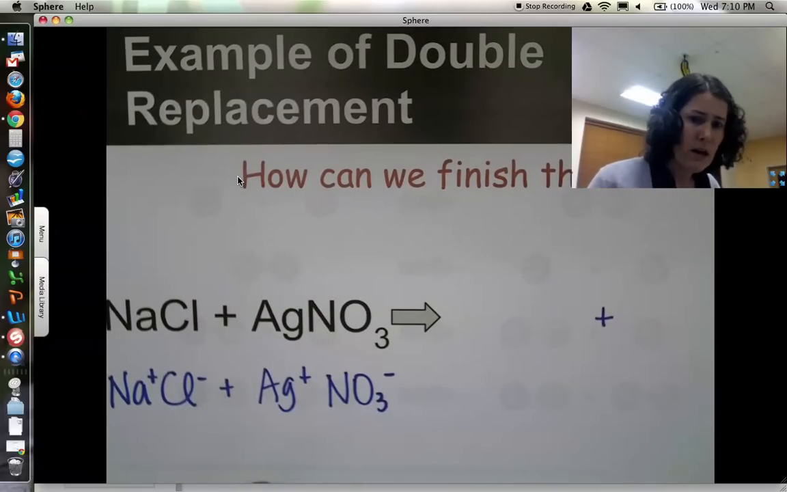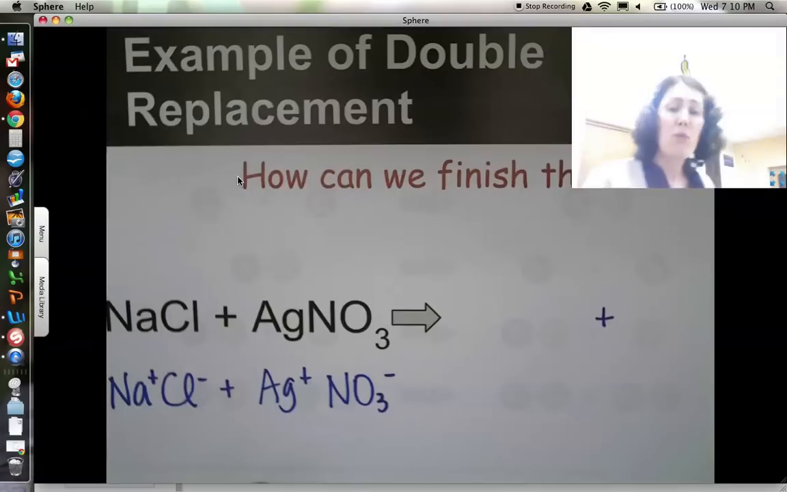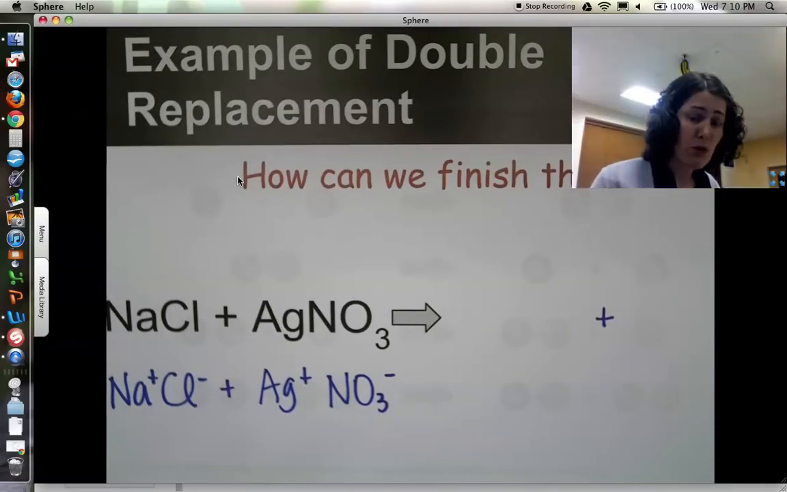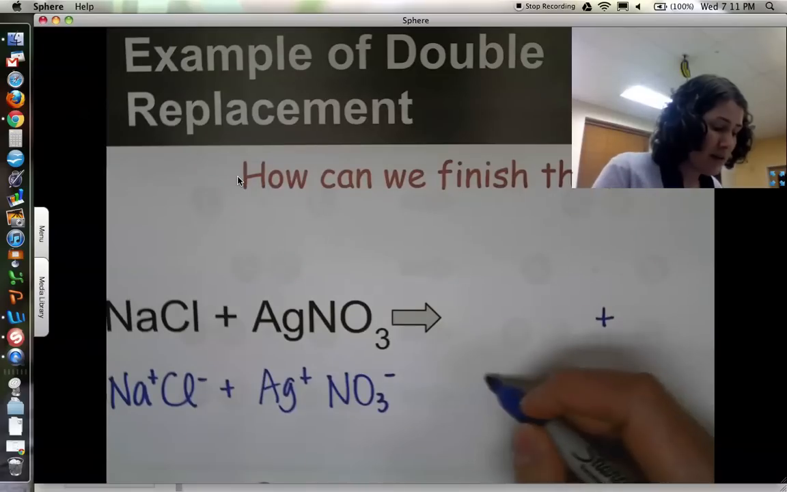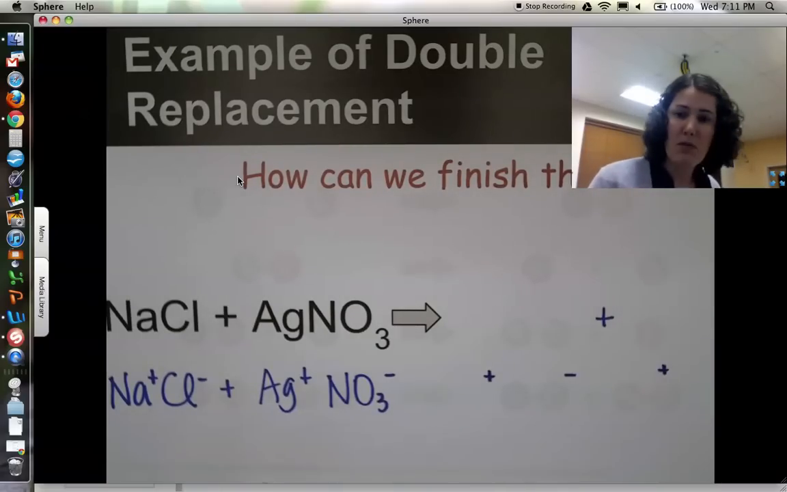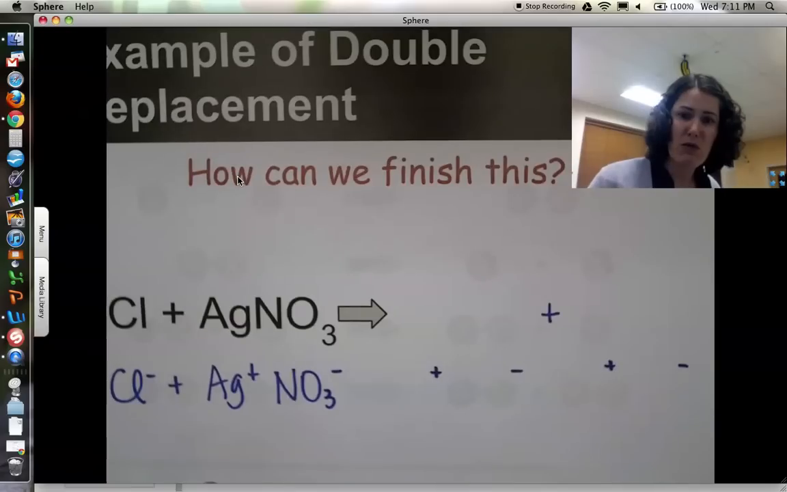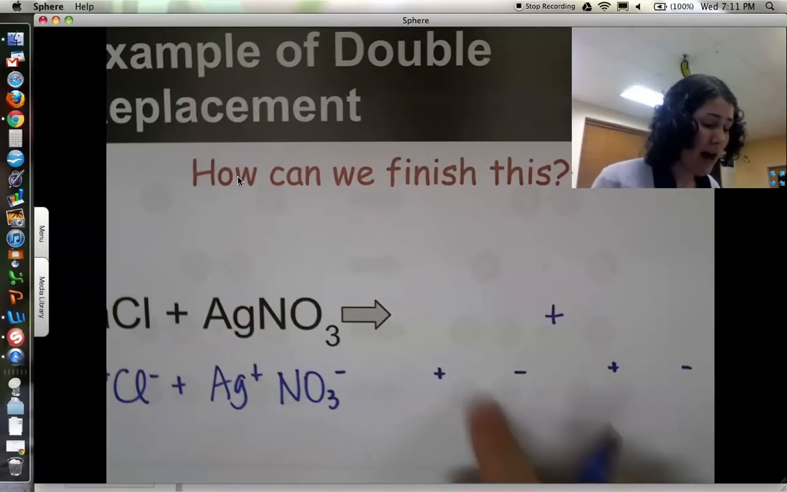Now I need to shuffle. When I shuffle, I'm really going to pay attention to which ones are pluses and which ones are minuses. Because when I recombine them, I still have to have a plus and a minus for both. You can't see the minus, let me move that over. I know that I need that to be balanced and have a neutral compound on these.